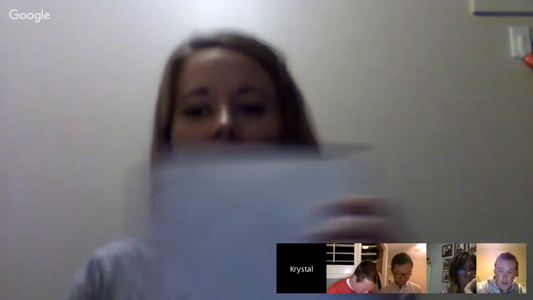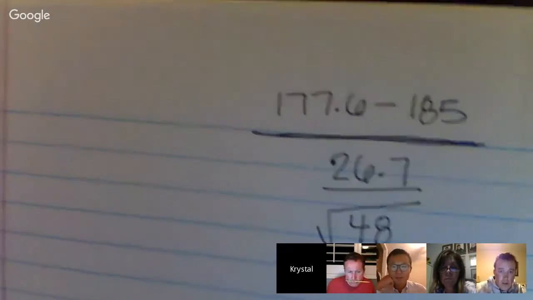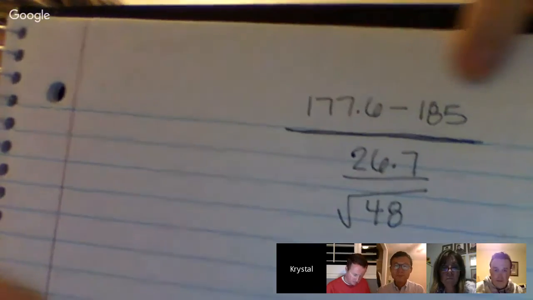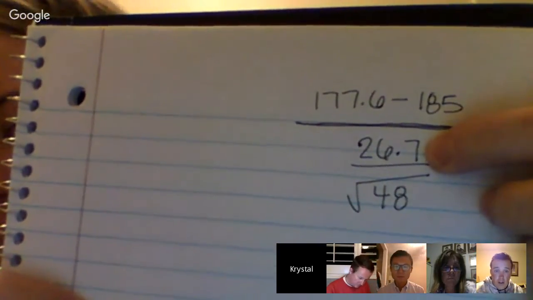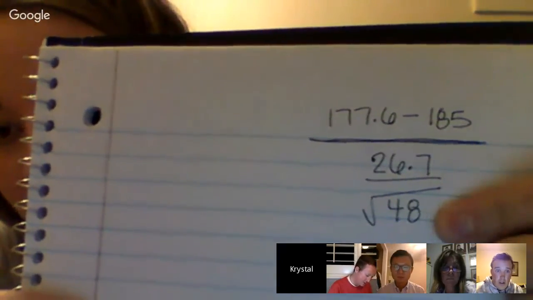Divided by 26.7. So I use this equation to find the z-score: the sample mean minus the parent mean divided by the sample standard deviation over the square root of the sample size.